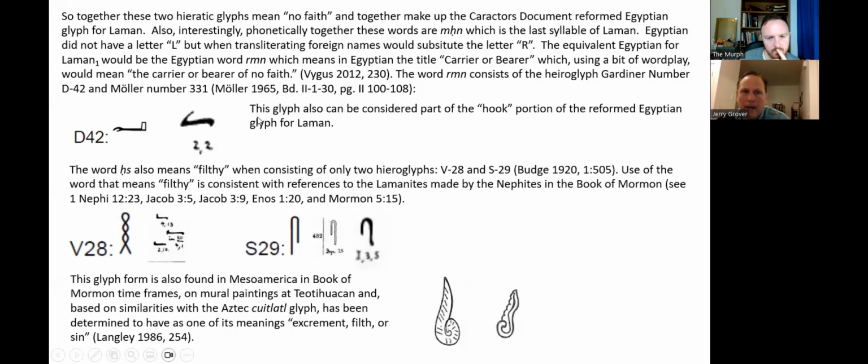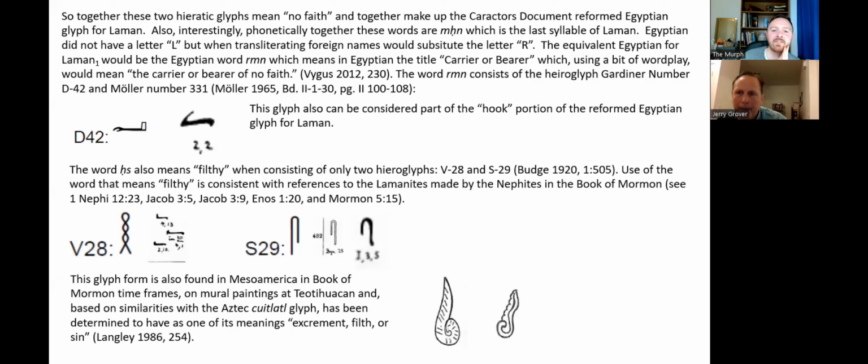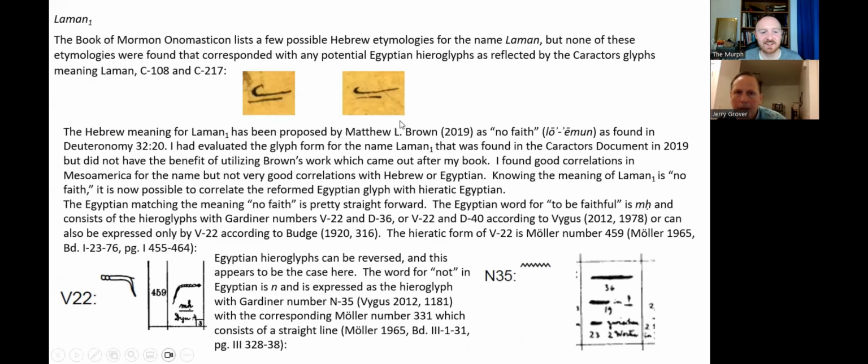I also said this might mean bearer of no faith. It may have a double entendre type meaning. The same glyph represented in hieratic could mean the same. And if a critic were to say, well, it's kind of convenient that it's flipped, so you're trying to say it's a match or a correlation, but they might think you're having to contort the character to make it work.